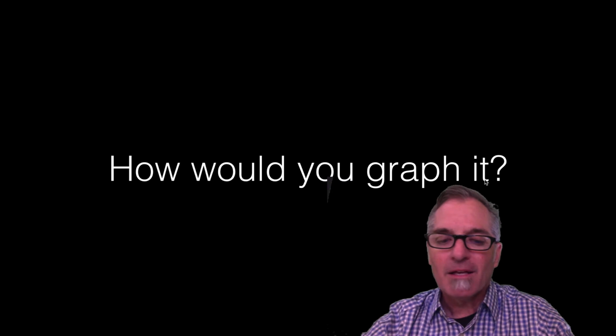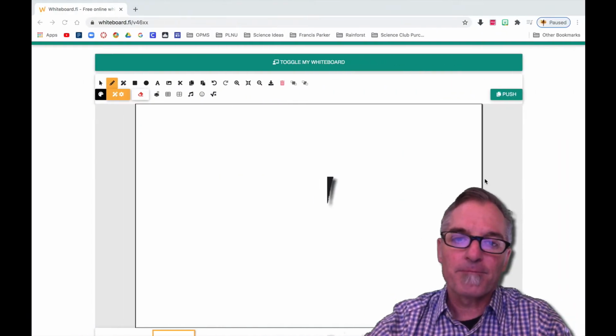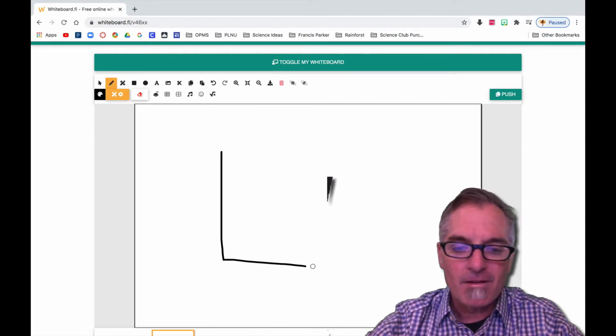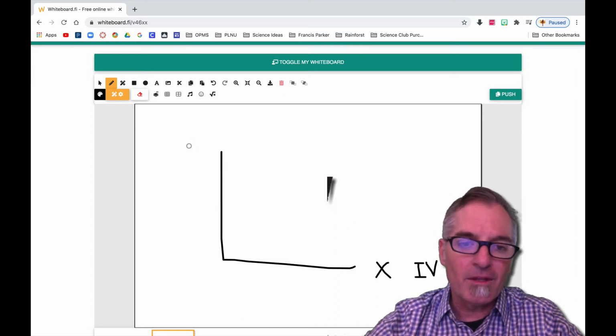So again, how would you graph something like this? So let's take a look here. So let's draw here. So again, what axis is this? Yeah, that's the x-axis. And you always put the independent variable on the x-axis. And the y-axis, you're always going to be putting the dependent variable.